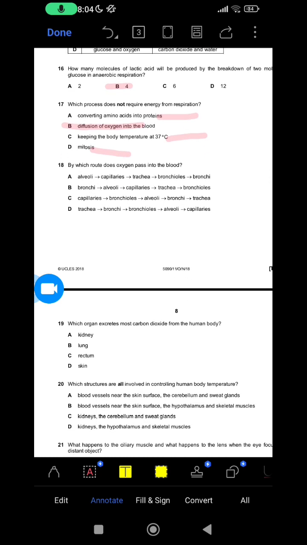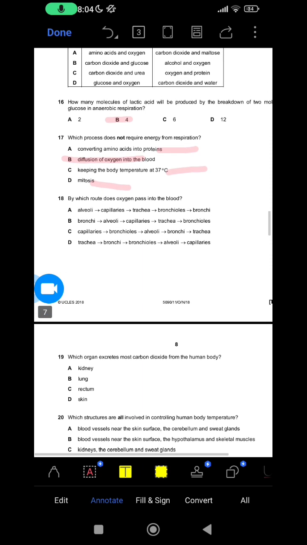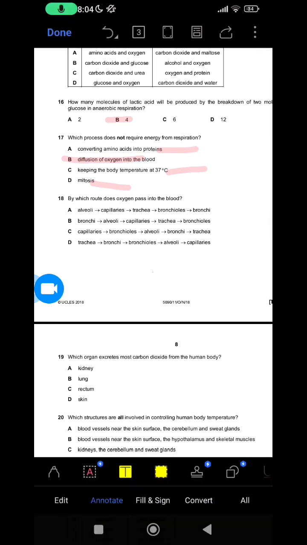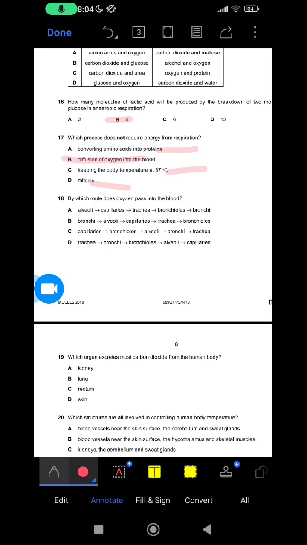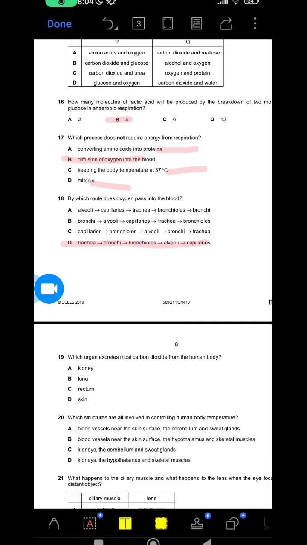By which route does oxygen pass into the blood? Now we can easily see that first the oxygen enters the trachea, then the bronchi, then bronchioles, then alveoli, and finally capillaries, which can be seen as D.